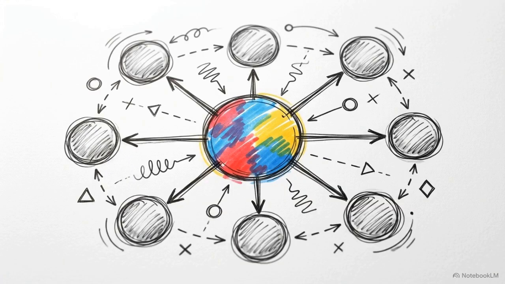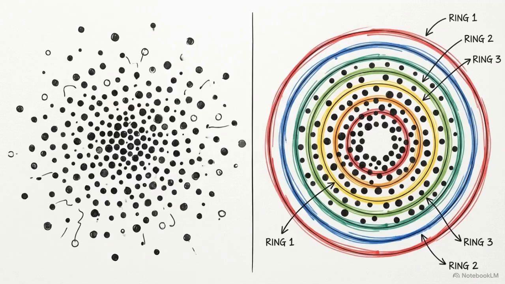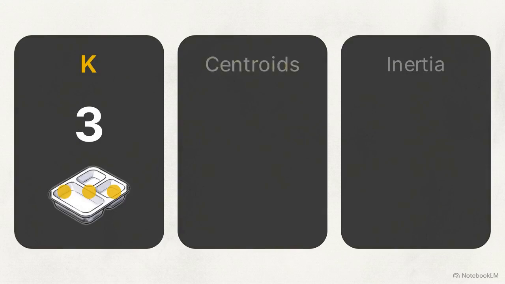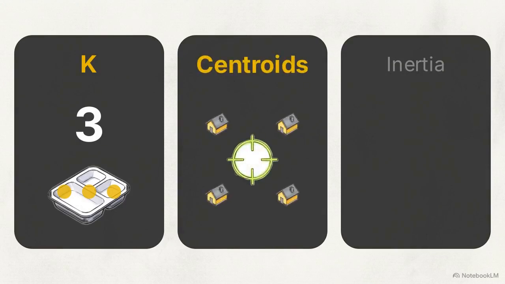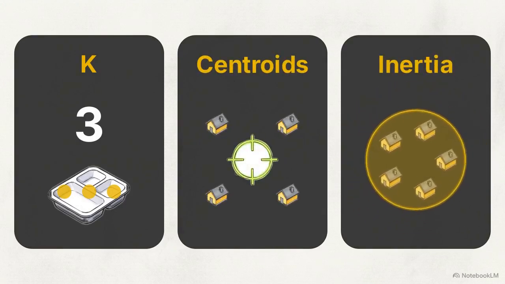So, to bring it all together, k-means is a centroid-based, unsupervised learning algorithm used to find hidden groups inside unlabeled data. K dictates the number of clusters. Centroids are the mathematical center points, and inertia measures how tight and efficient those groups are.